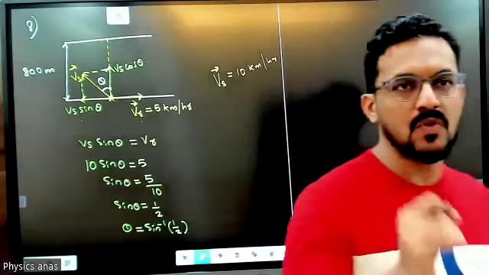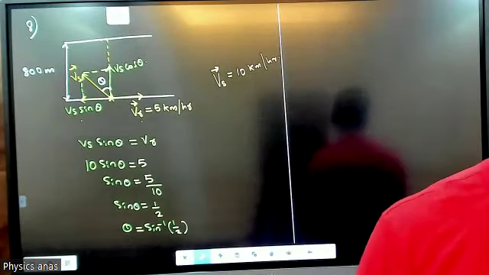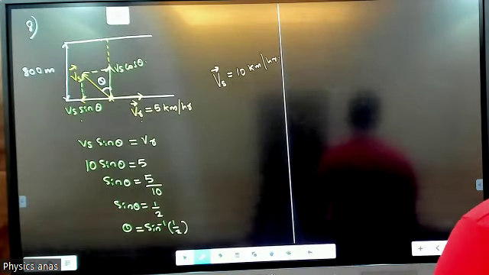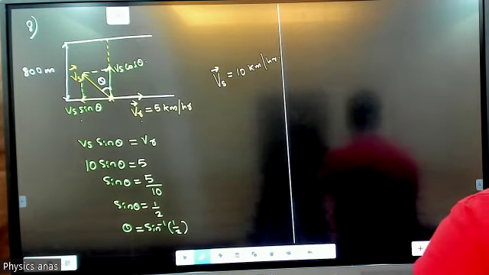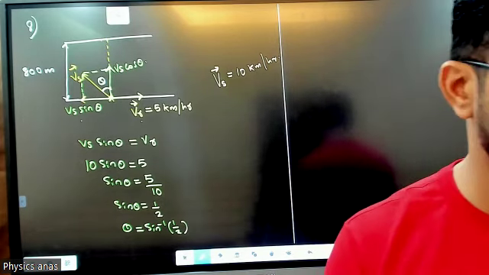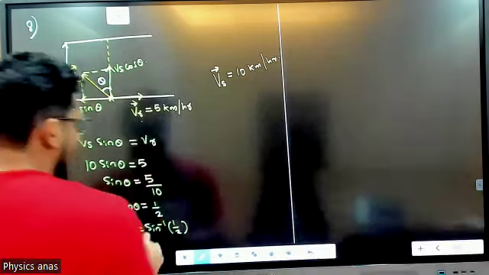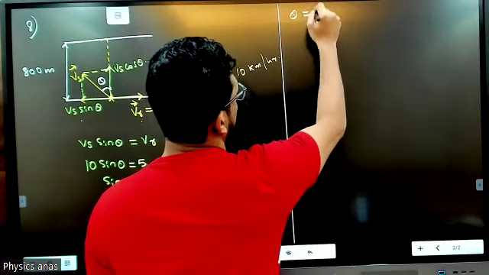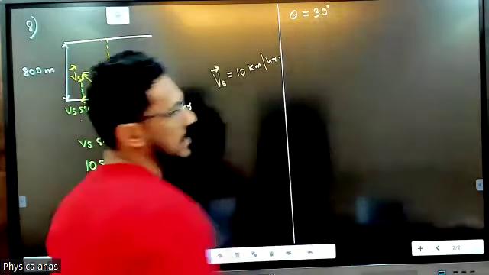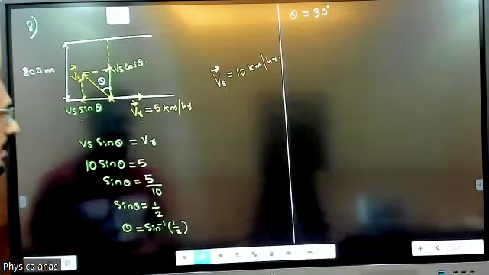Which angle will give you 1 by 2 if you are putting that with the sine function? Sine of which angle is 1 by 2? That is the question. That is sine inverse. Sine 30. Yes. Then sine inverse 1 by 2 will be 30 degree.